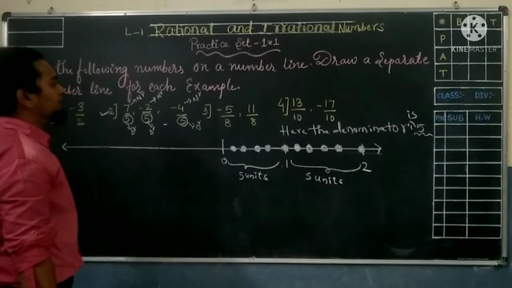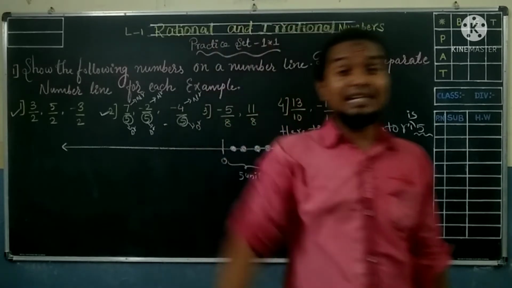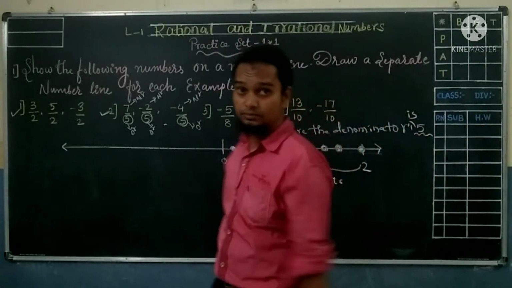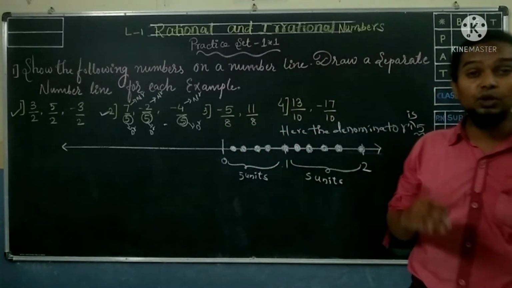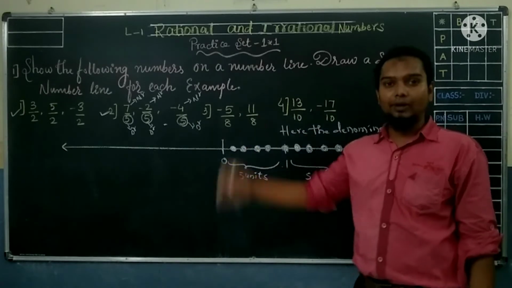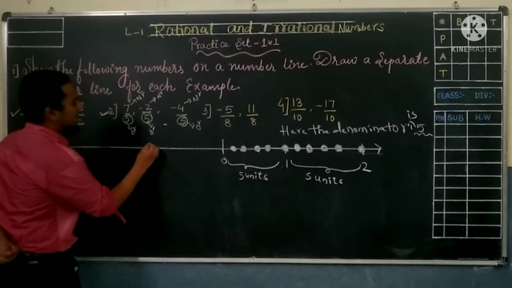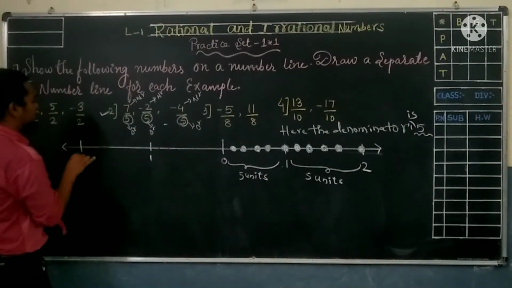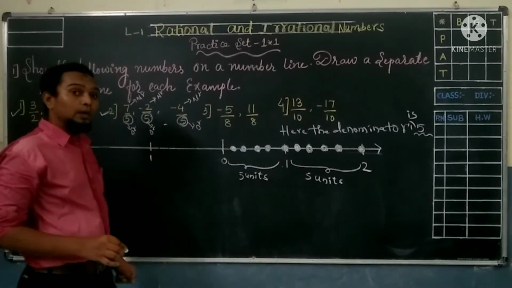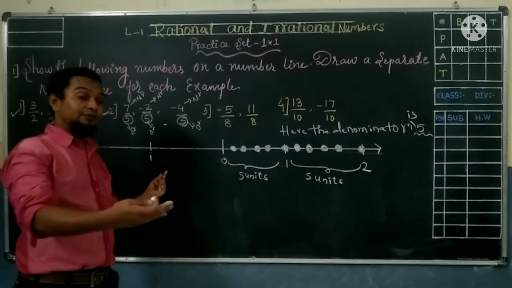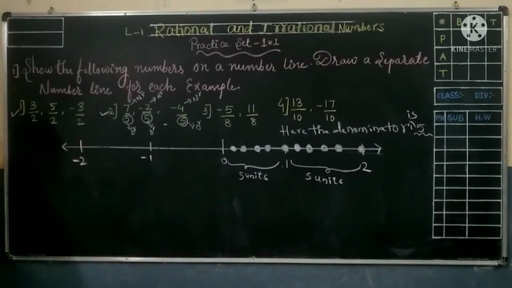Next, the left hand side. The left hand side is always negative. A value less than 0 is negative. Here also, now we will put 1 and this one is 2, but since it is the left hand side, we write minus 1 here and minus 2 here.